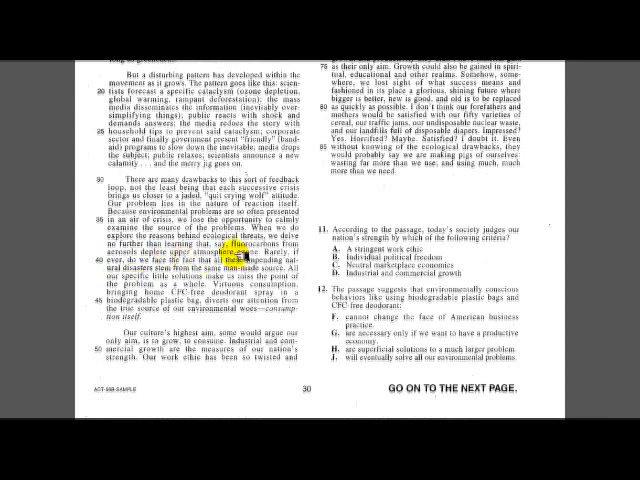The correct answer for this particular problem is answer choice B, release of fluorocarbons. And you can see that right in here. Fluorocarbons from the aerosol deplete the upper ozone. Alright. Let's take a look at the next problem.